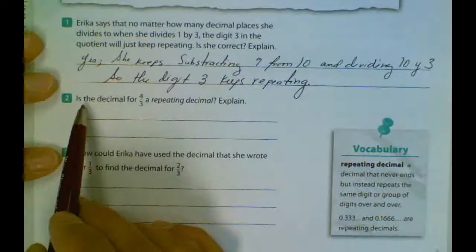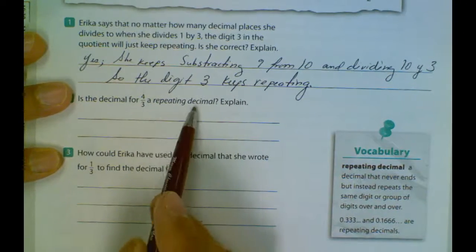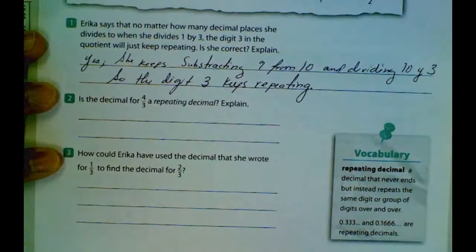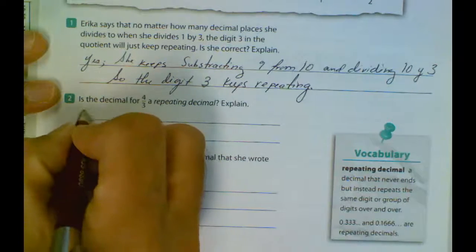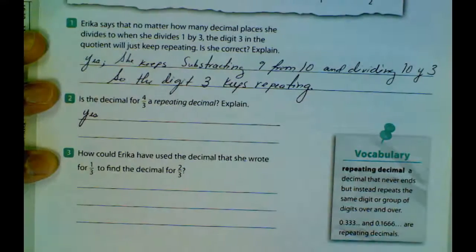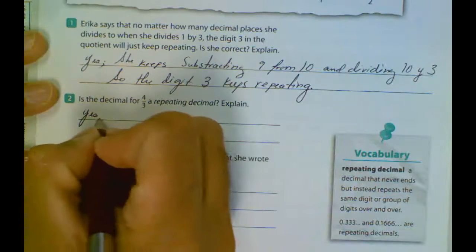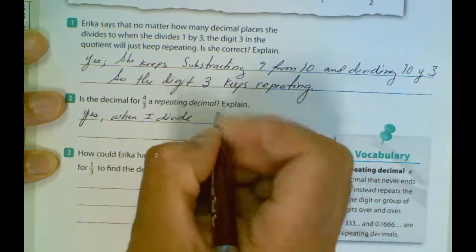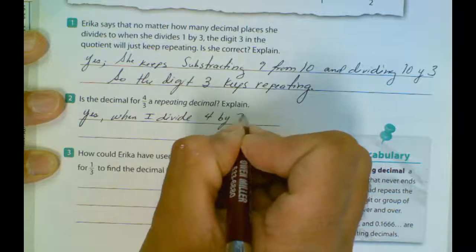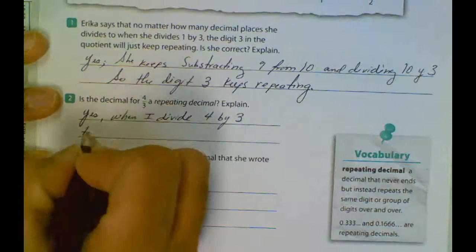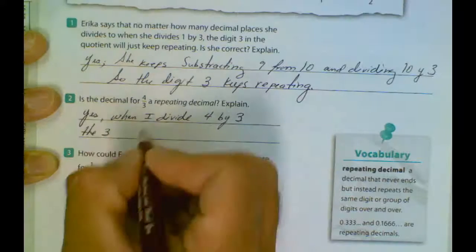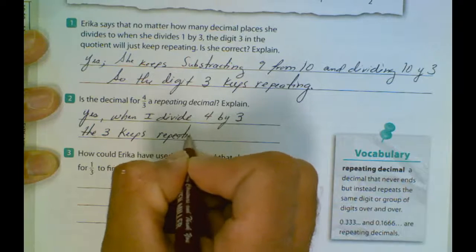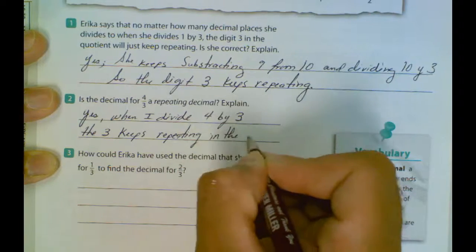So number 2 says, is the decimal for 4/3 a repeating decimal? That one is yes. When I divide 4 by 3, the 3 keeps repeating in the quotient.